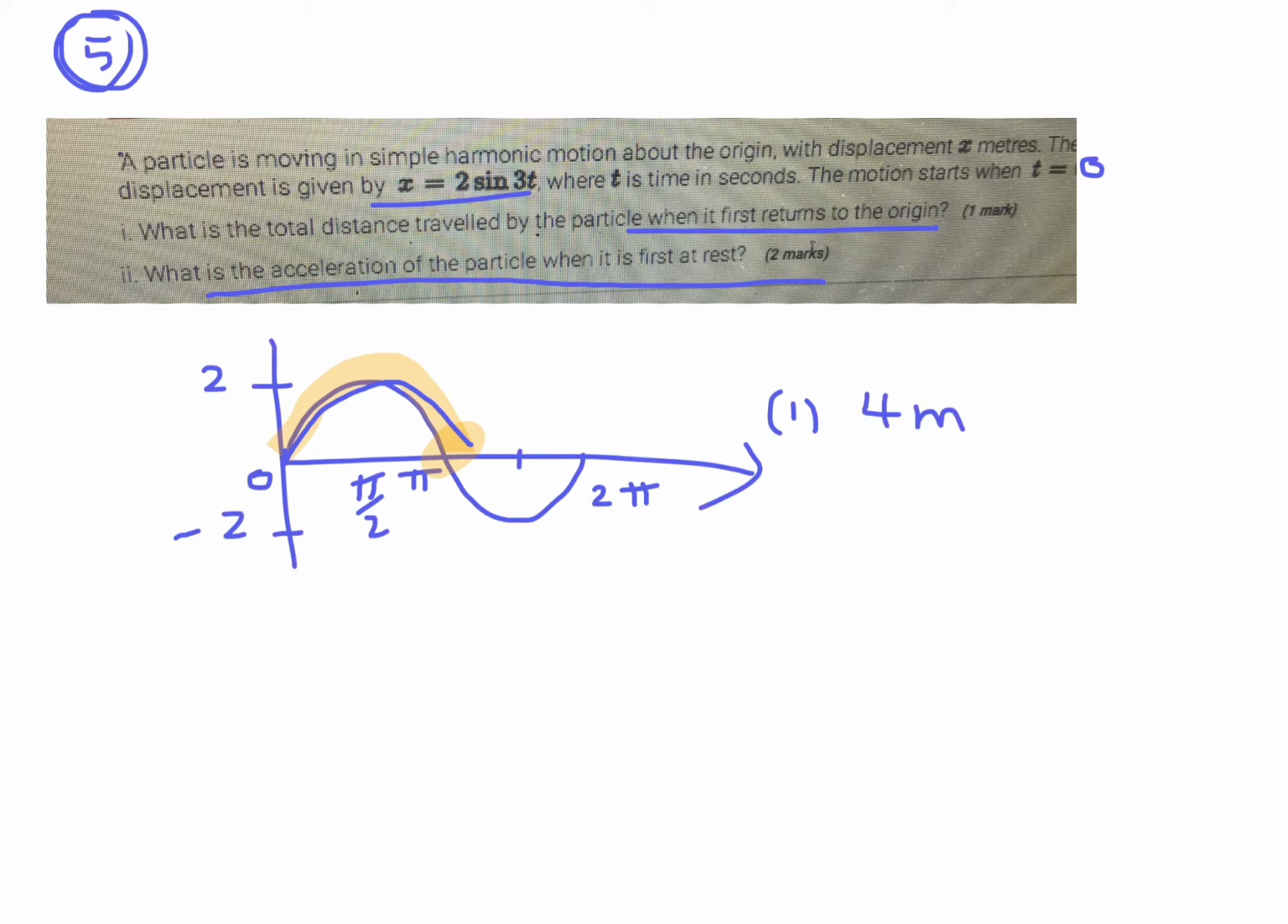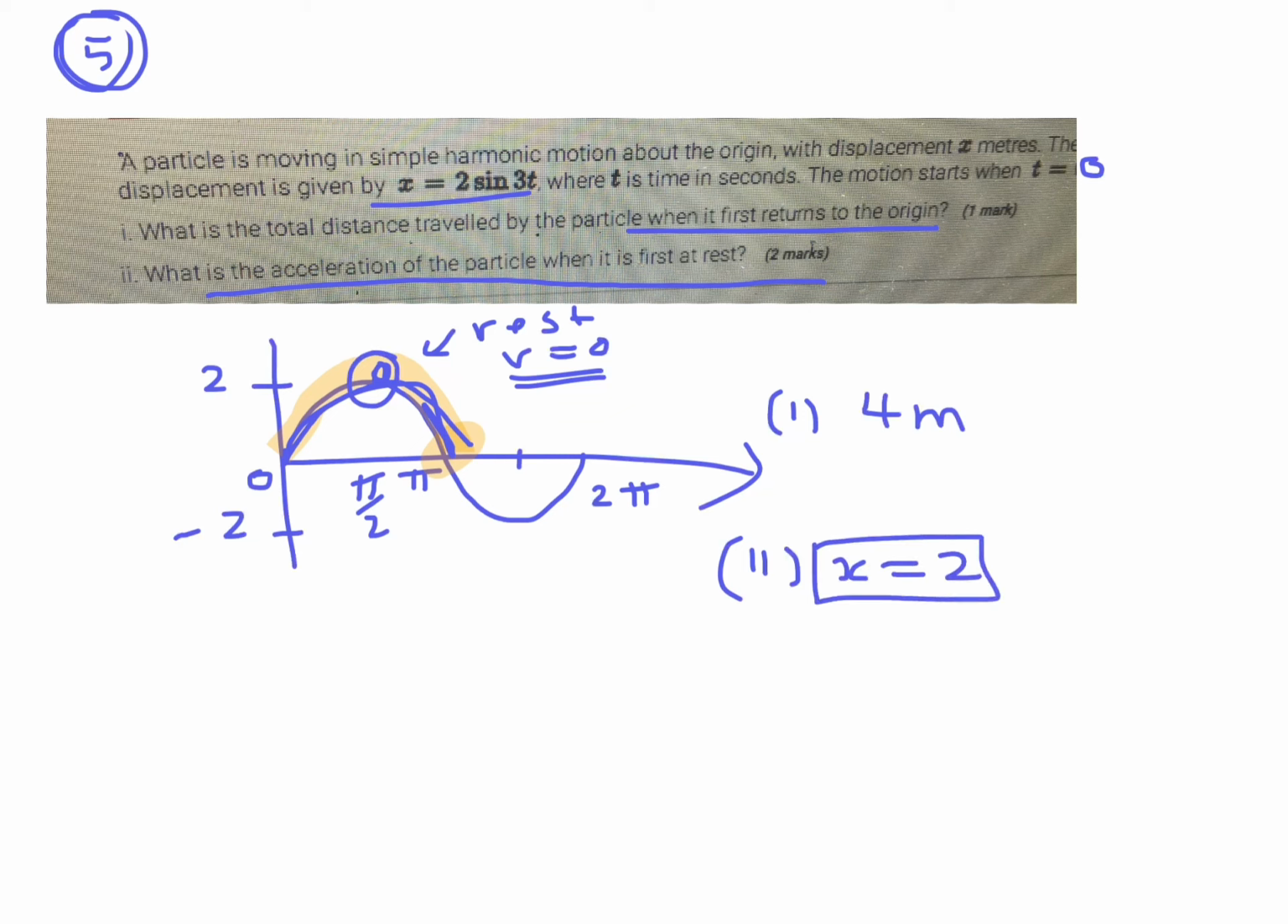So what is the acceleration of the particle when it is first at rest? That's where it's first at rest, because that's where v equals 0, and at rest means v equals 0. If you get it from the graph, once again, it's a lot easier. So it's when x equals 2. That will be its maximum acceleration. We know that's n squared a. That's the quickest way to get it. So n in this one is 3, so it's 3 squared times a, which is 2. So 2 nines are 18 meters per second squared acceleration.